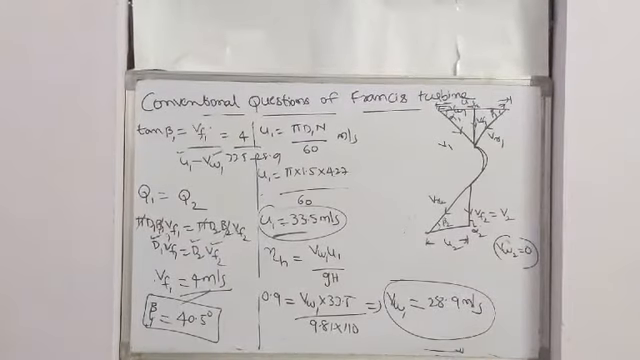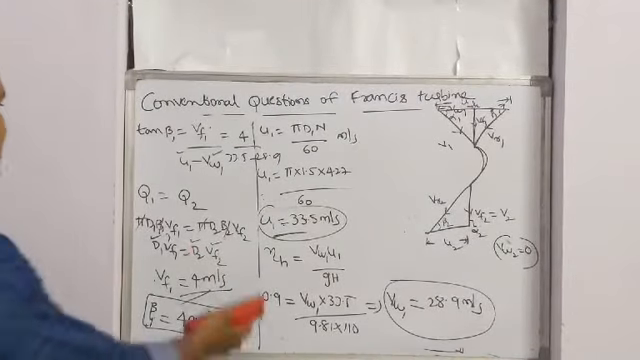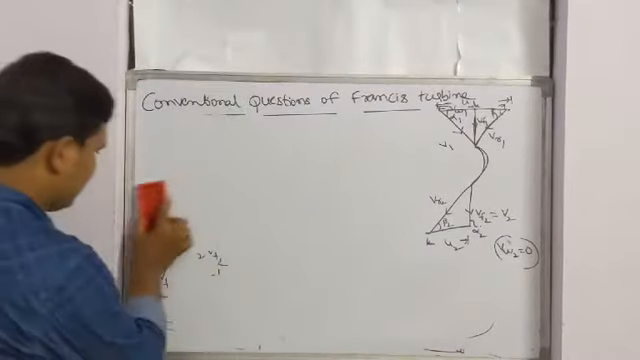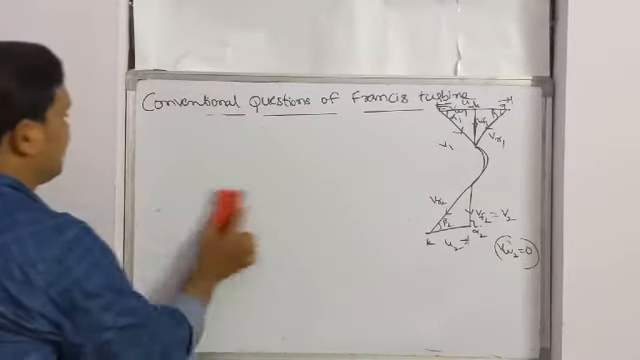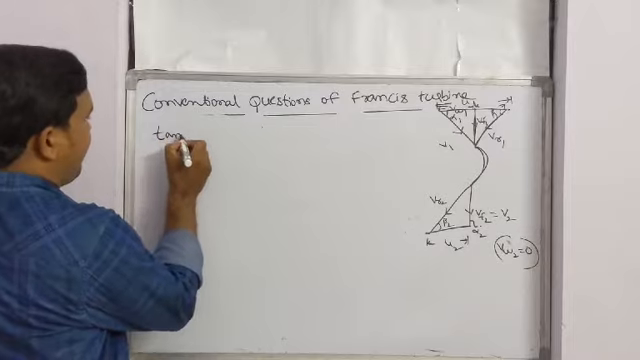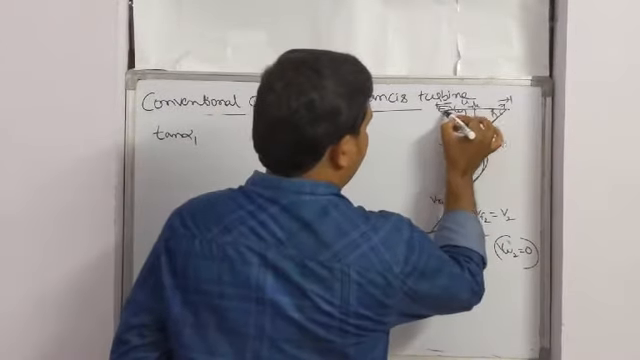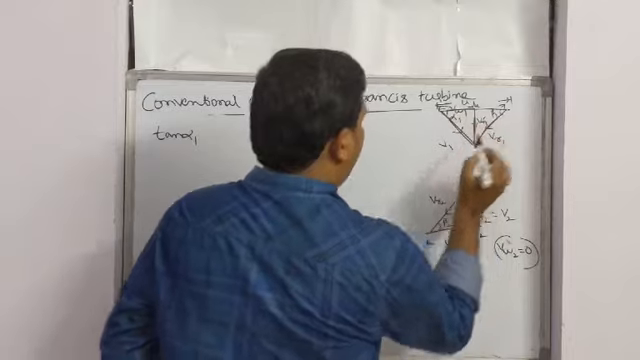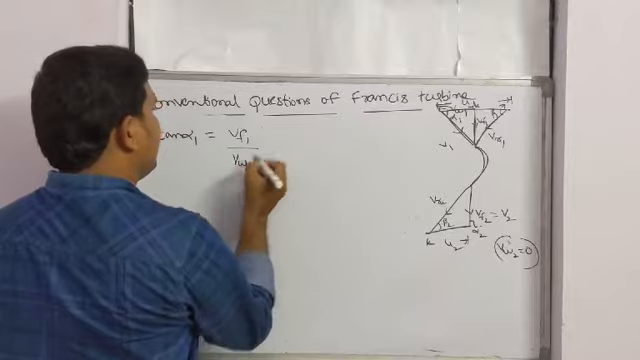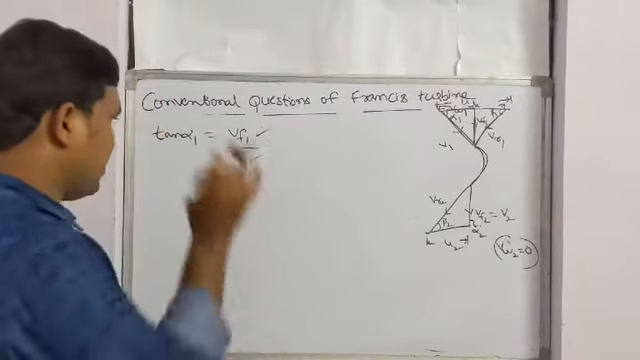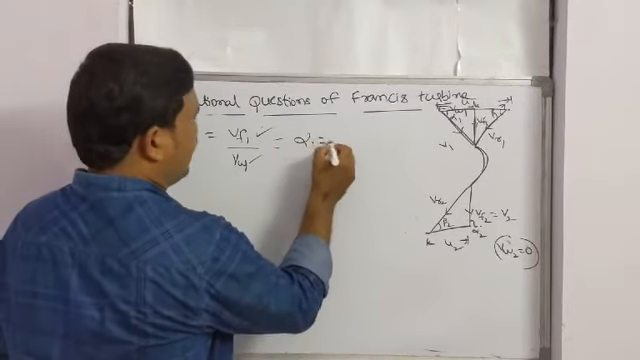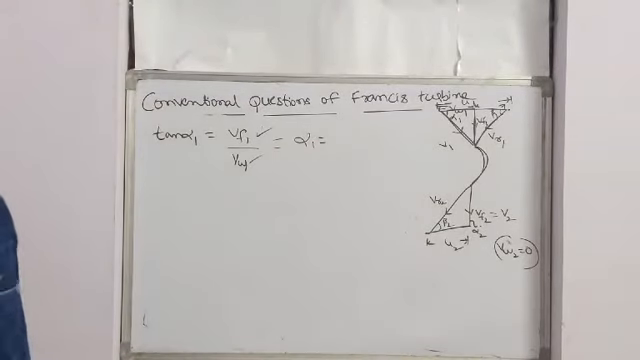Coming to alpha 1, they didn't ask about alpha 1, but it is better to find out alpha 1 also. So how can alpha 1 be found? Considering this right angle triangle, tan alpha 1 is the opposite side VF1 by the adjacent side VW1. VF1 we know, VW1 also we know. By substituting VF1 and VW1, alpha 1 we got as about 78 degrees.